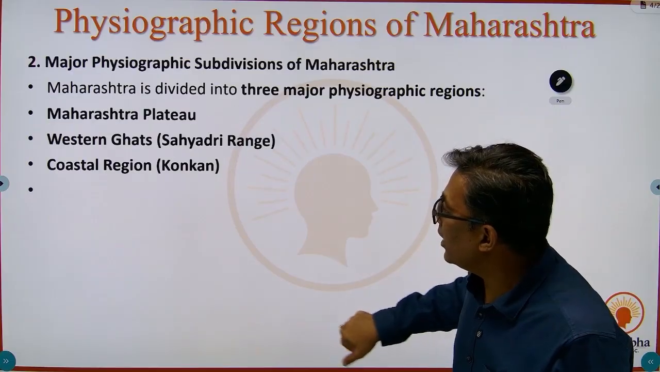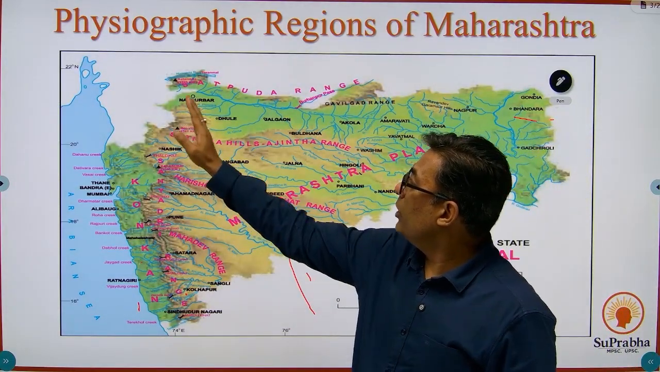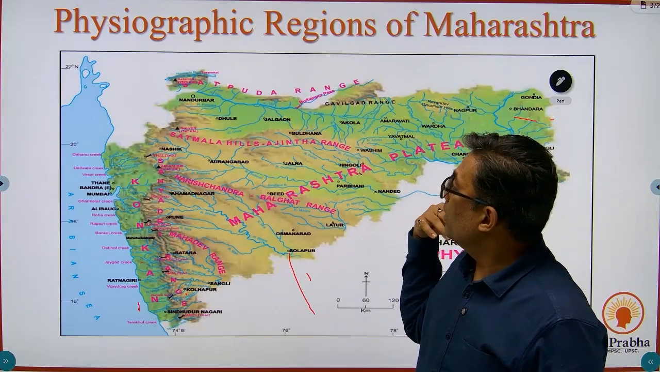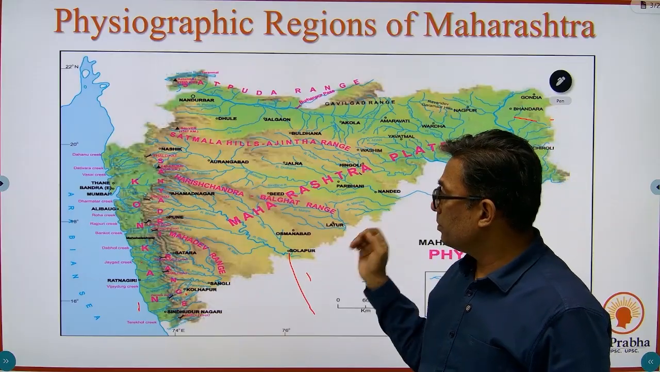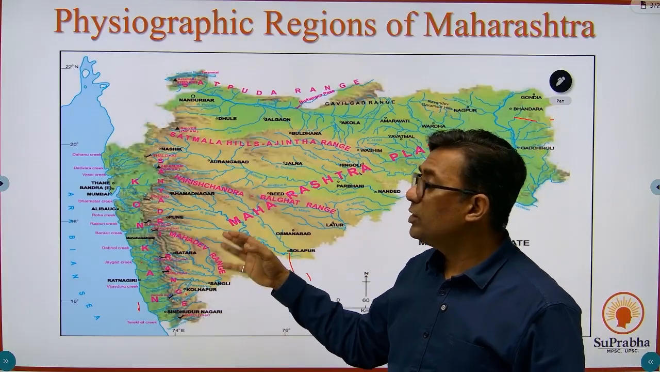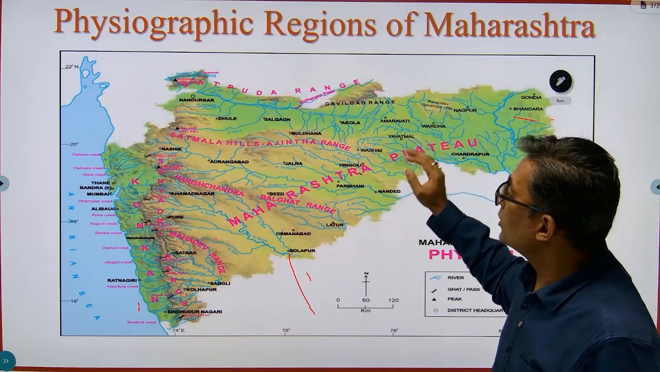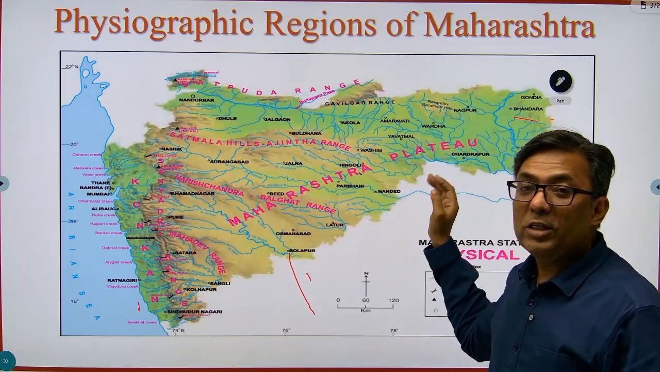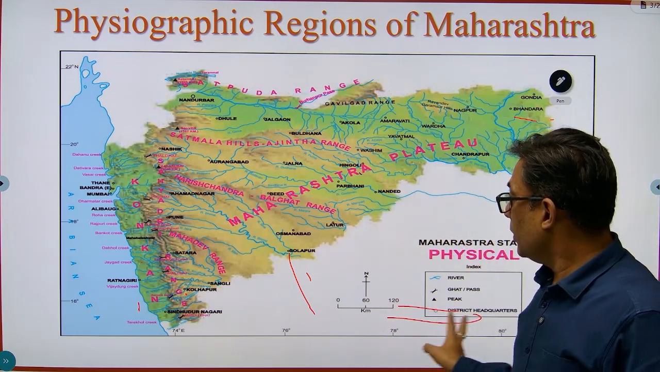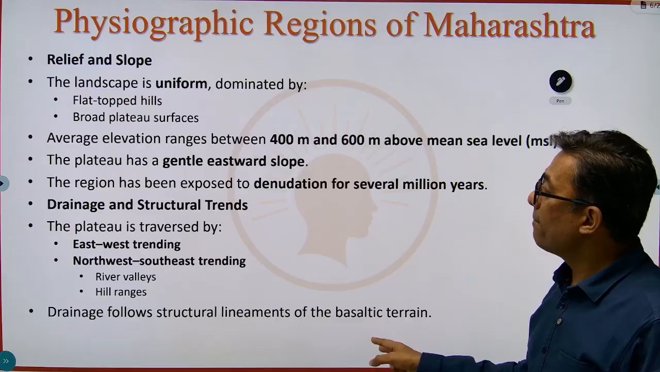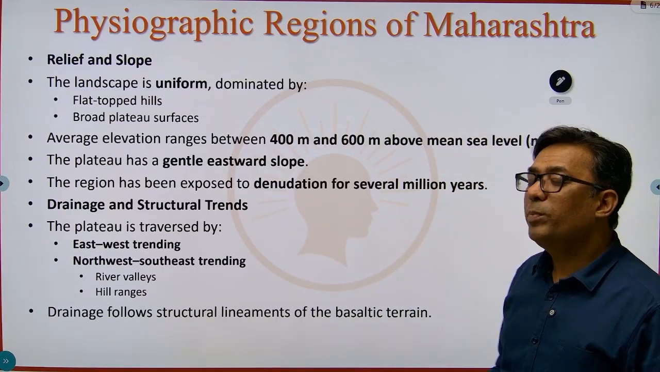Now this you can verify from the rivers. If you look at the river flow, the rivers are flowing from west to east. Okay, so the majority of the rivers are flowing from west to east. That is, you have this Godavari, Krishna, Bhima, all these rivers flowing from west to east. It denotes that the slope of Maharashtra Plateau is from west to east. It is gently sloping towards this Andhra Pradesh, Karnataka region. Okay, now this region has been exposed to denudation over millions of years.